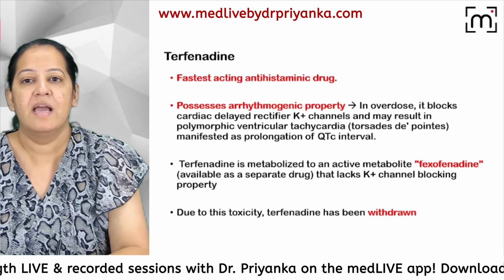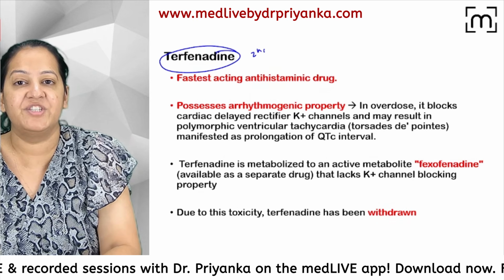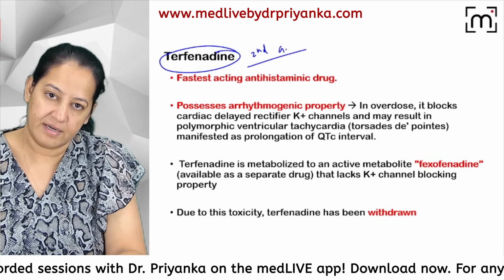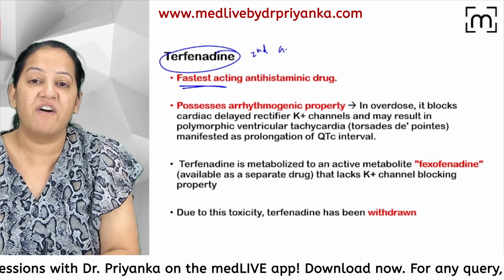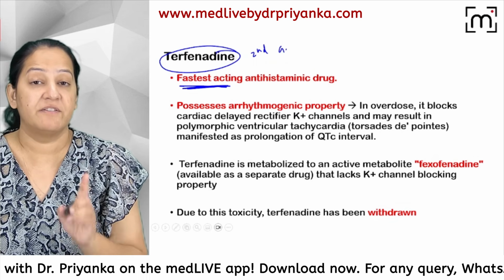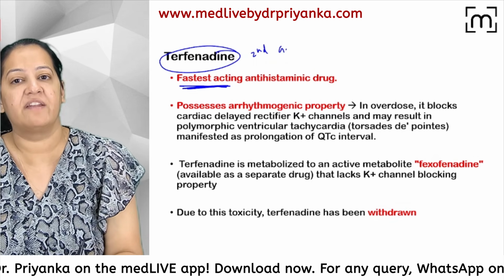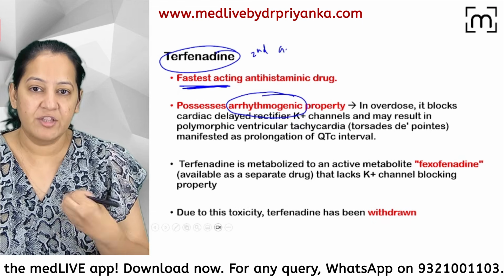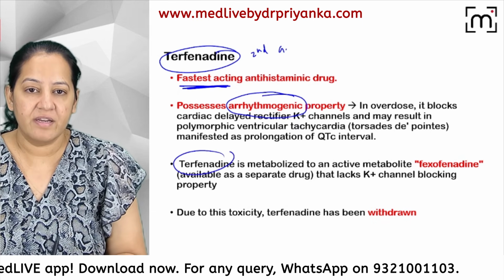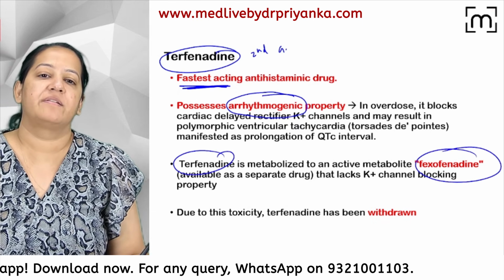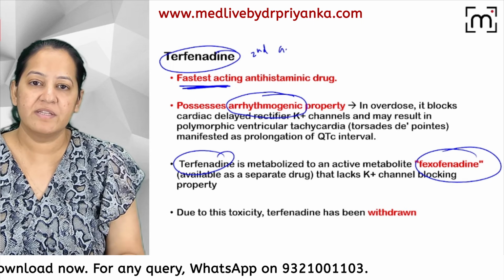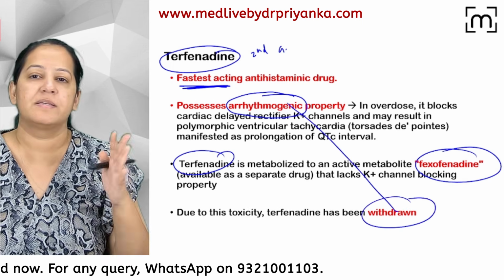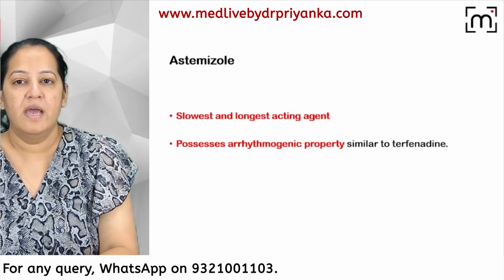these main drugs. Like terfenadine, which is one of the second generation antihistaminics. It is the fastest acting among all of them. Along with antihistaminic activity, it has arrhythmogenic property. This terfenadine is metabolized into fexofenadine inside the body. And because of this arrhythmogenic property, it is withdrawn nowadays. It is not used. These are your MCQs.